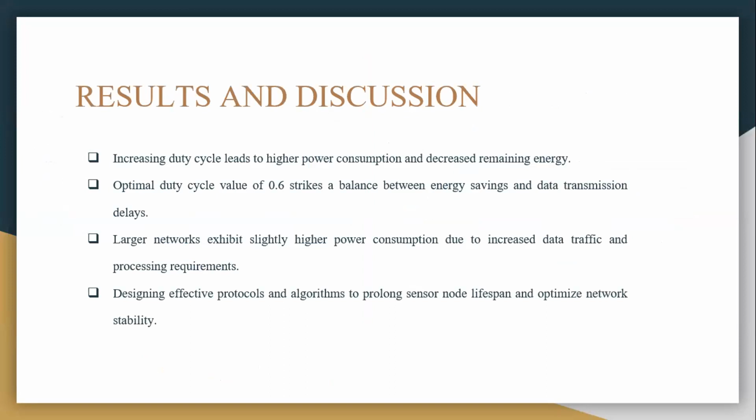The results show that increasing the duty cycle leads to higher power consumption and decreases remaining energy, emphasizing the trade-off between energy conservation and data transfer efficiency. An optimal duty cycle value such as 0.6 here can be chosen to achieve a balance between these factors.